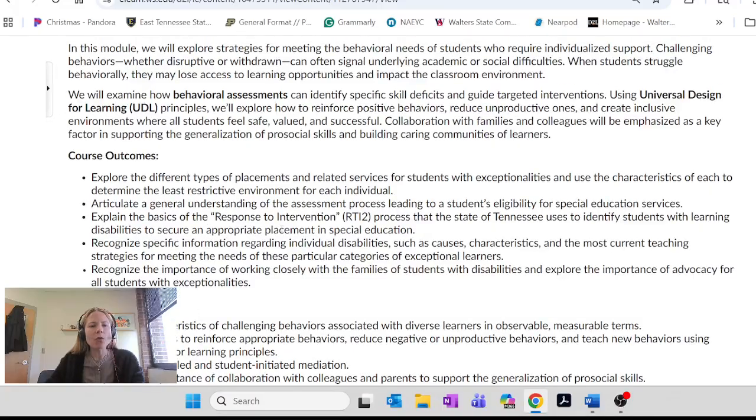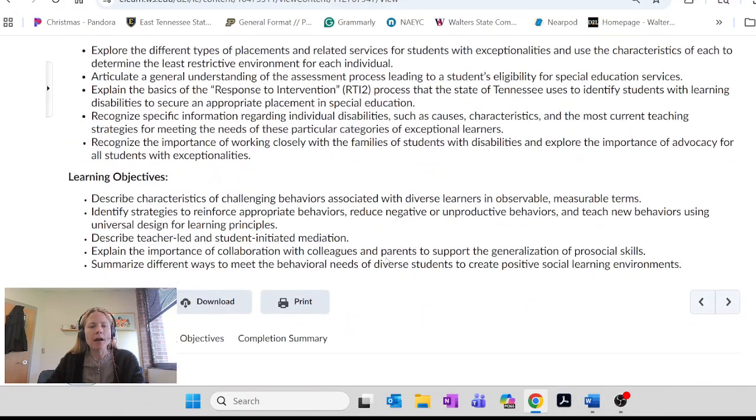So, we have our course outcomes listed here. Our objectives for this module is going to be describe characteristics of challenging behaviors associated with diverse learners in observable, measurable terms. So, that's part of that big component in this module is really looking at how do we assess, but before we can assess, we really need to learn how to define those characteristics. What are the characteristics or those behaviors that we see, and how do we turn them into observable, measurable terms? And that's part of that big assessment component.